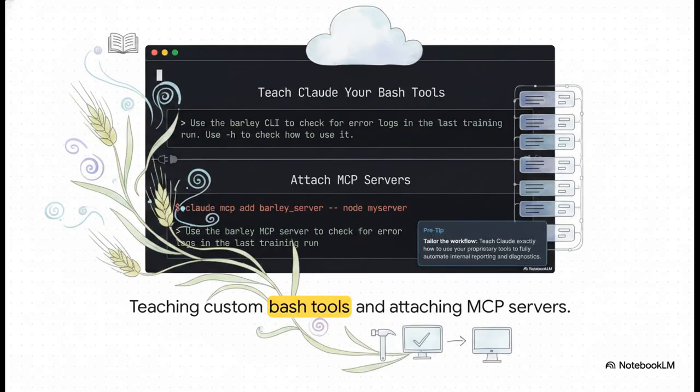And you can push this so much further. You aren't stuck with just what it knows out of the box. You can teach it to use your own custom internal CLI tools, like say you have a proprietary barley command for checking error logs. Or even better, you can attach an MCP, a Model Context Protocol server. That lets Claude fully automate internal reporting using the exact same internal tools your human engineers use every single day.